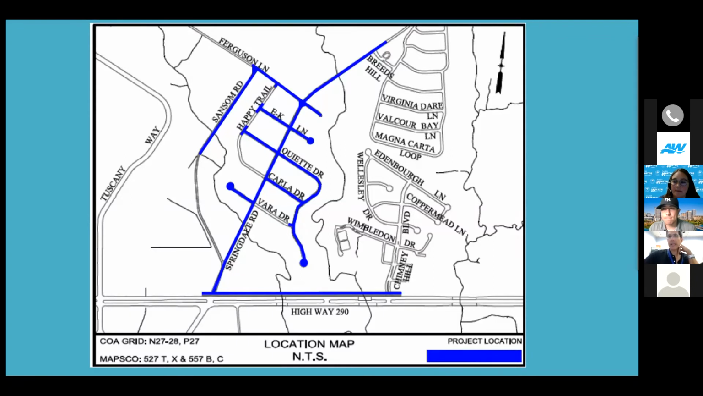One is going to be located at Springdale and 290, and the other will be at Chimney Hill and 290. What that's going to do is reduce pressures in both neighborhoods by about 60 PSI or so. I think everybody that lives in this area realizes that the static pressures are quite high in the neighborhoods.